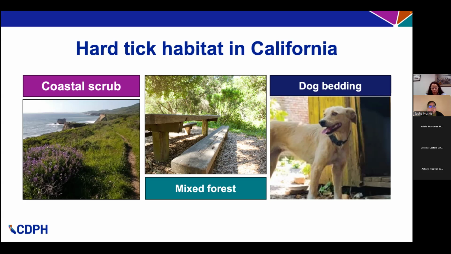Western black-legged ticks have been found in 56 of the 58 counties in California, and they're particularly common on the north coast and on the western slopes of the Sierra Nevada. Next slide.